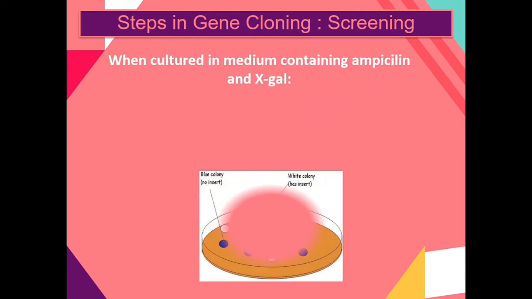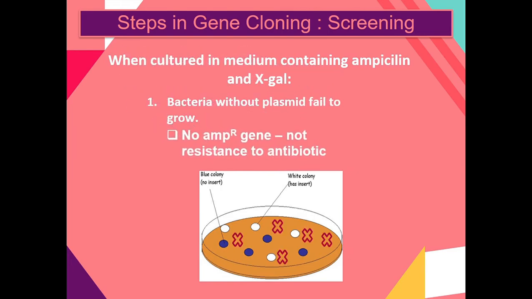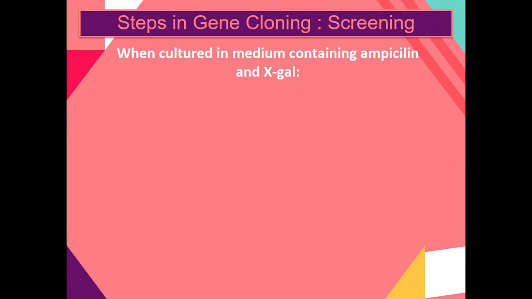When cultured in medium containing ampicillin and X-gal, 1. Bacteria without plasmid fail to grow. Because these bacteria do not have AmpR gene, they are not resistant to antibiotic. 2. Bacteria with plasmid live but with two conditions.